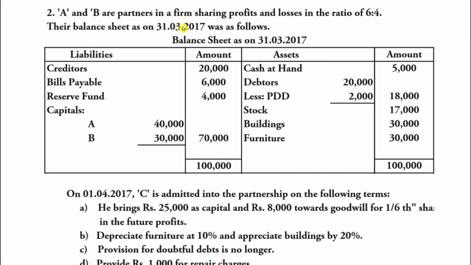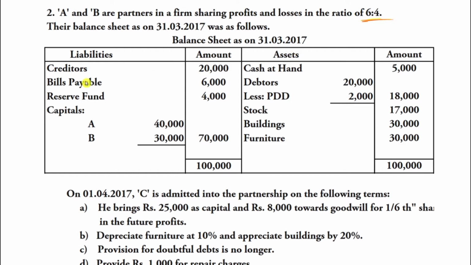A and B are the partners in the firm sharing profit and loss in the ratio of 6:4. So, profit and loss will be shared based on the 6:4 ratio. The balance sheet as on 31st 2017. Next, they've given the actual balance sheet.